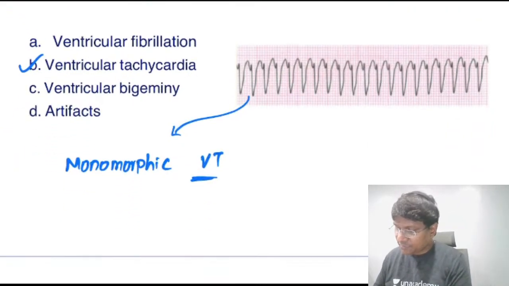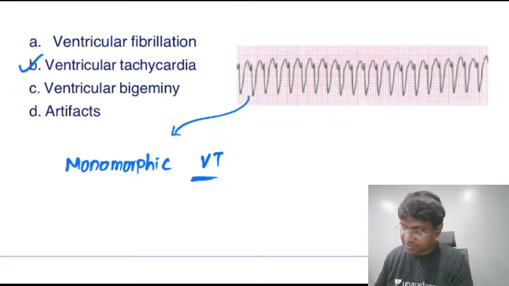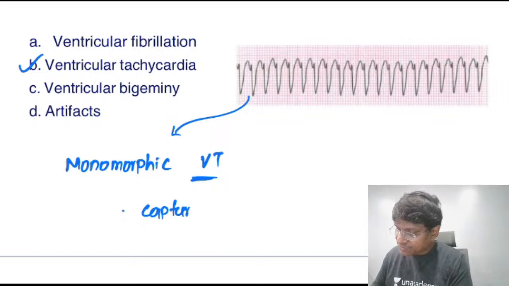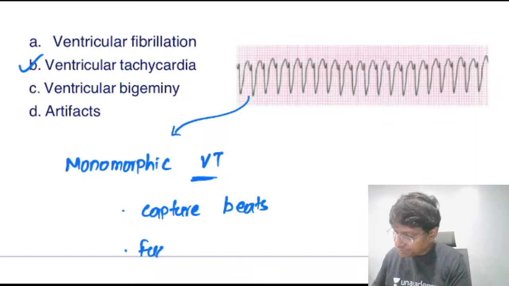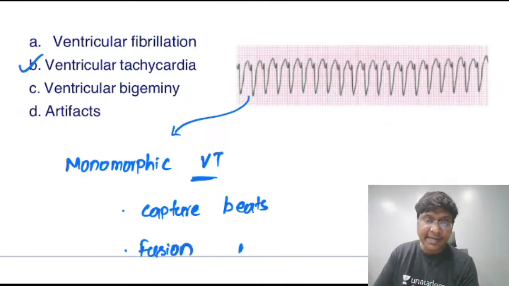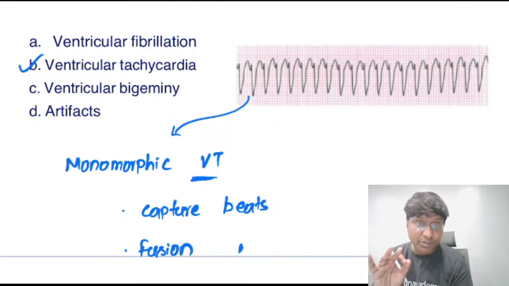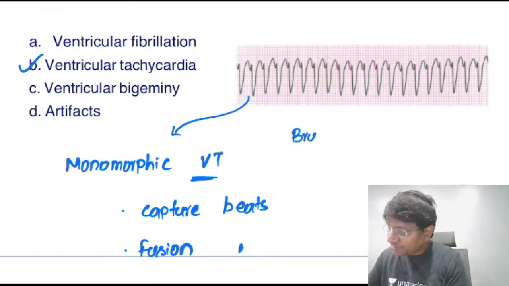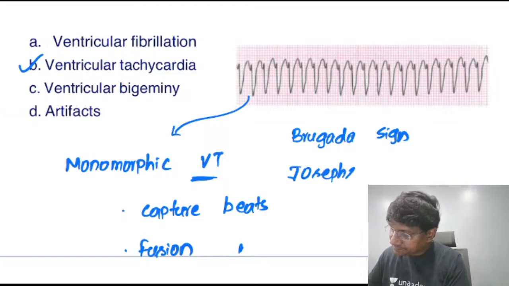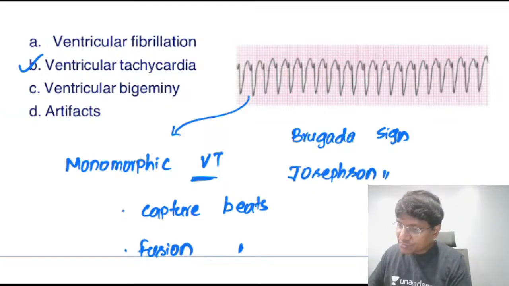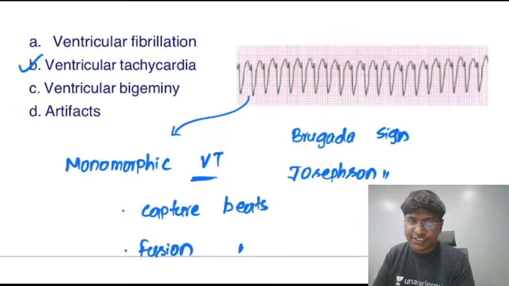And in the ECG of VT, what are all the things that you need to observe? Apart from your wide QRS complexes, there can be presence of capture beats, there can be presence of fusion beats, and there can be presence of two important signs. What are those two important signs? One is the Brugada sign and the other one is the Josephson sign. Okay, so these are the two important signs that you can have in the ECG of a monomorphic ventricular tachycardia.